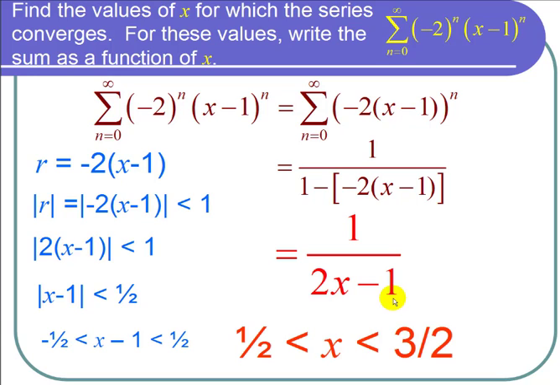So our final answer is the series is equal to 1 over (2x - 1) whenever x is strictly between 1/2 and 3/2. And notice the series diverges when x is less than or equal to 1/2, and it diverges when x is greater than or equal to 3/2. And I'm done with the problem.